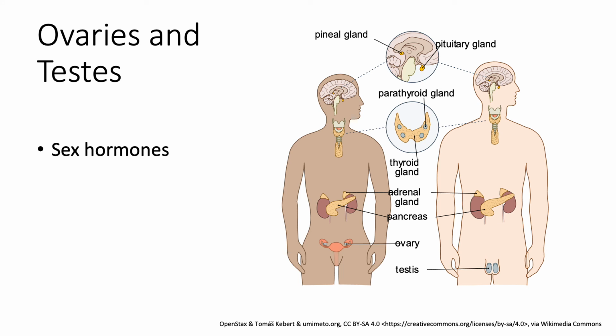Now, I mentioned to you ovaries and testes are endocrine glands because they make sex hormones, but we're going to talk about the details of these when we talk about our reproductive chapter.